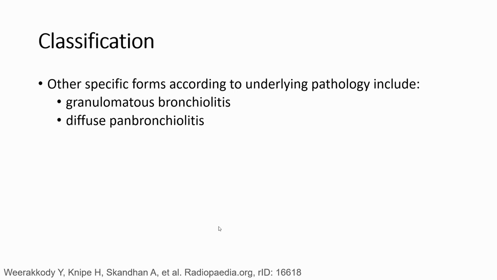Or other specific forms according to the underlying pathology include granulomatous bronchiolitis, which is usually related to TB, the more common cause, and diffuse panbronchiolitis. And it affects everywhere in the small airways of the lung.